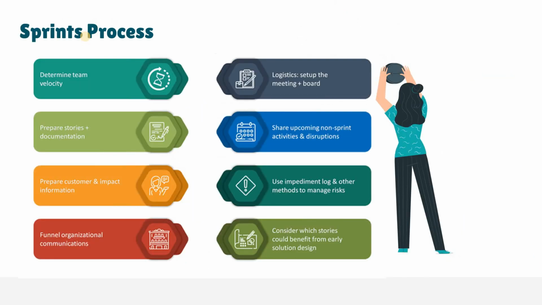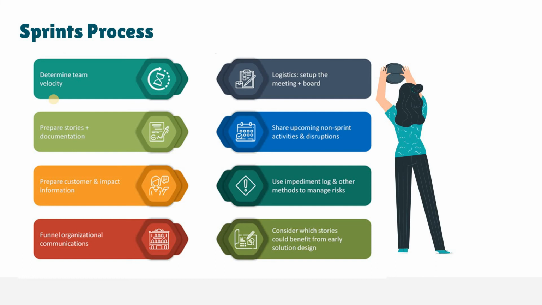Let me discuss the sprint process. Sprint process: determine the team velocity, which means team efficiency, whether the team is efficient or not. They will allocate this through the burn down chart. Then they will prepare the stories and documentation as per the customer perspective.